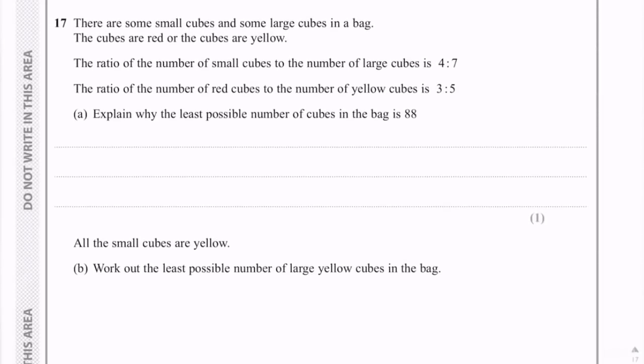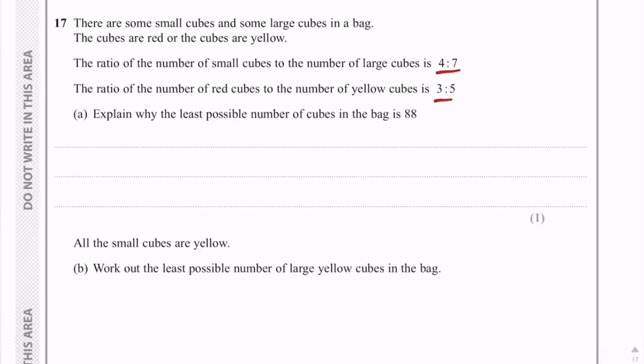Okay, question 17. So it says that there are some small and some large cubes in a bag, and the cubes are red or the cubes are yellow, and then it tells us a ratio about some of these bits of information. So it says small to large is 4:7, and red to yellow is 3:5. Okay, it says explain why the least possible number of cubes in the bag is 88.